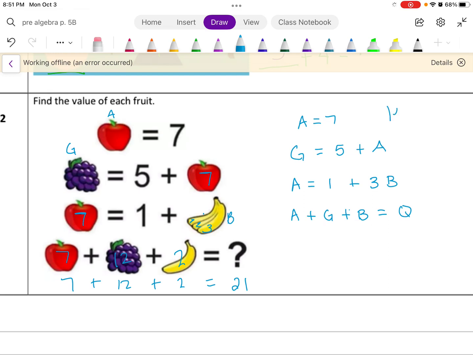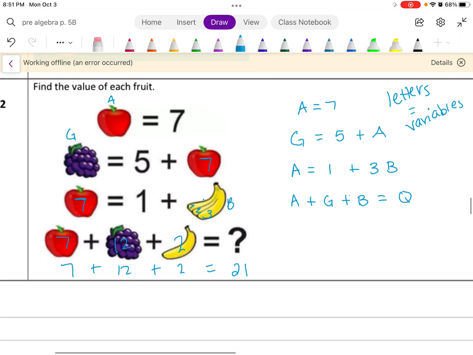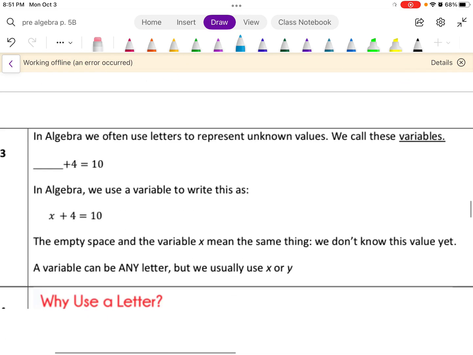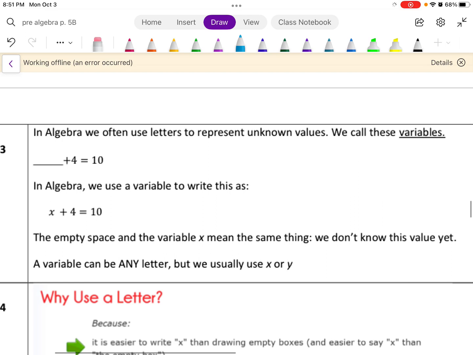All of these letters are variables. We just use letters instead of pictures of fruit. So let's look at some vocabulary here. In algebra, we often use letters to represent unknown values. We call these variables.